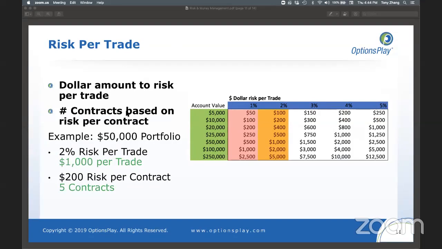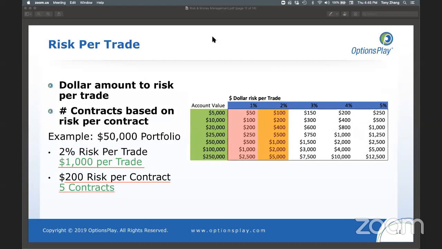So if you have a $50,000 portfolio, 2% of that is $1,000 per trade. So if you're looking at a trade that has $200 of risk per contract, then that means you can trade a total of 5 contracts on that trade. And that also means that when you're looking at a trade that, let's say, costs $1,500 or $2,000, you should not enter that trade at all, because you are putting more of your account at risk than you should be on a specific trade.